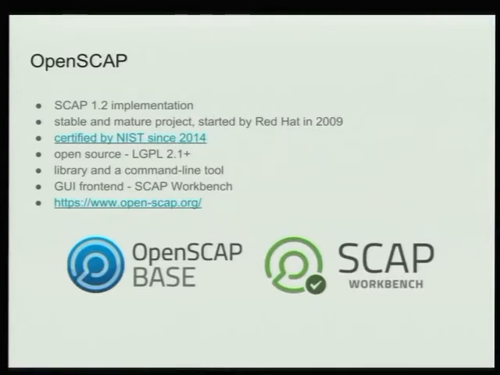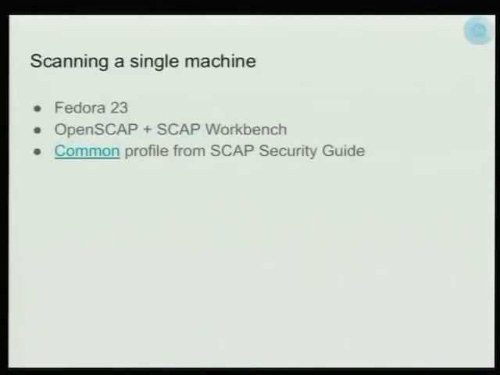And, I mean, just the standard is not enough. We need some sort of implementation to use the standard. OpenSCAP is just that implementation, and it's a project that we're working on at Red Hat. OpenSCAP is a SCAP 1.2 implementation, started in 2009. It's NIST certified, and it's a library and a command line tool, but also a GUI frontend is available for easier use, and I'd like to demonstrate this GUI frontend now.